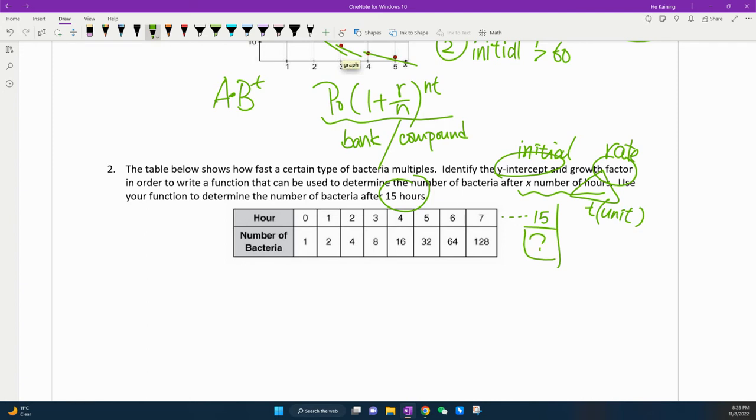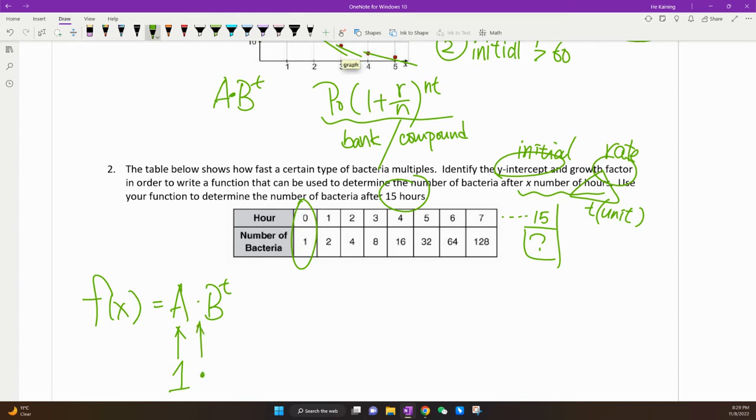So let's take a look at our equation. Right here, we know that we did not mention the word compound. We did not mention the word continuously. So that means our normal equation is going to be like this, f of x equal to a b to the t. Now here, they said identify the y-intercept. That means literally asking you to look for the a. A in here, y-intercept (0, 1). Okay, so that means I start with 1. Now the times still needs to be copied, just the times.